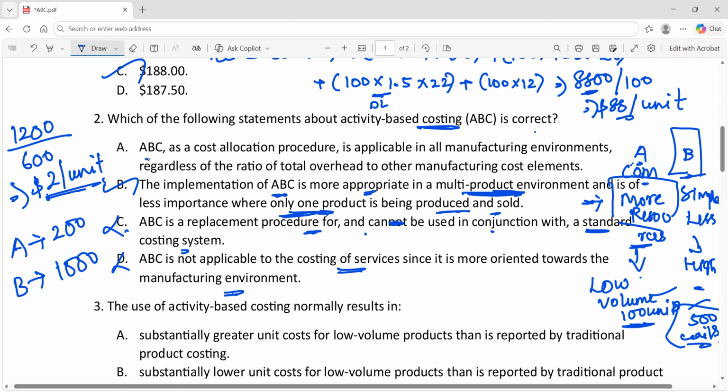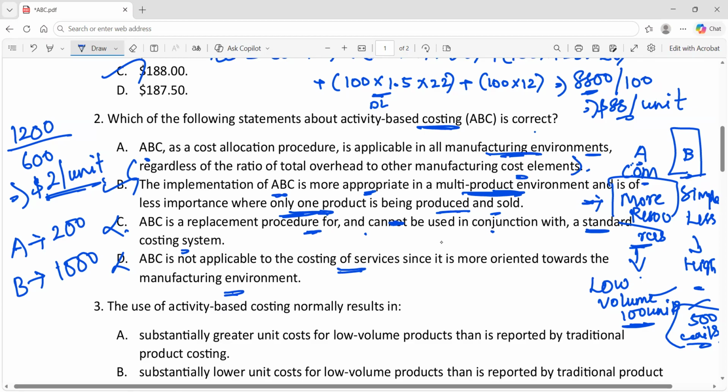Option A says ABC as a cost allocation procedure is applicable in all manufacturing environments, regardless of the ratio of total overheads to other manufacturing cost elements. So this is the problem. The first part of the option is okay, it makes sense, but what they are saying was you can employ activity-based costing system in all manufacturing environments regardless of the significance of overheads.